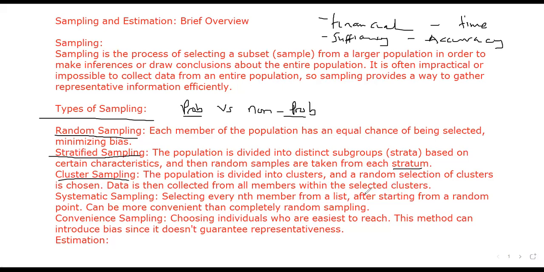Then we also have what we call non-probability methods, which may include the convenience sampling method. Convenience, like the term denotes, where you're picking out of convenience. You're doing a case study of UNILAS, of UNSA, of CBU, because you are conveniently there.